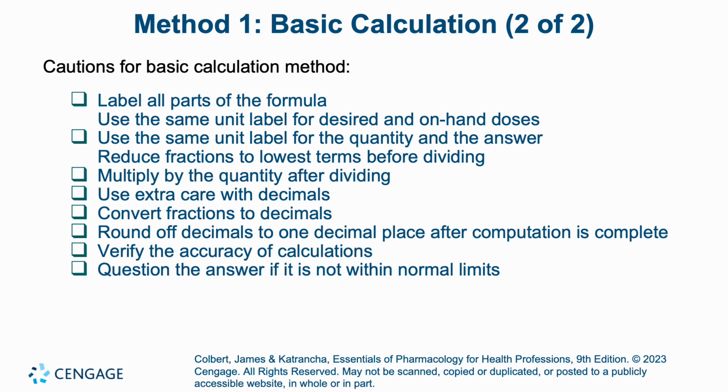Use extra care with decimals. Convert fractions to decimals for your final answer. Round off decimals to 1 decimal place after the computation is complete. So you only want to have 0.1, 0.2. You don't want 0.123456. So you make sure it's only 1 decimal place. Verify the accuracy of your calculations and question the answer if it's not within normal limits. And again, your reference guide will help you with that.